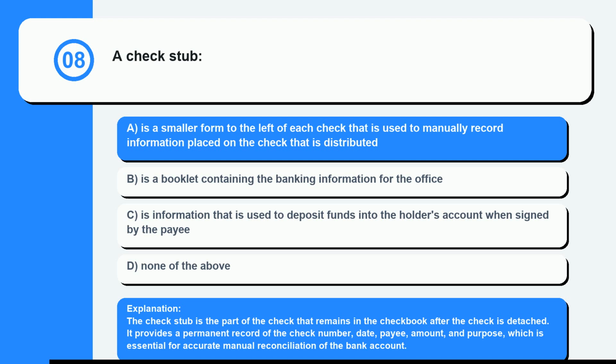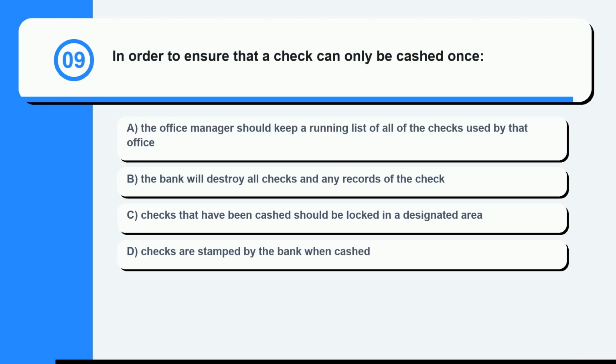The check stub is the part of the check that remains in the checkbook after the check is detached. It provides a permanent record of the check number, date, payee, amount, and purpose, which is essential for accurate manual reconciliation of the bank account.